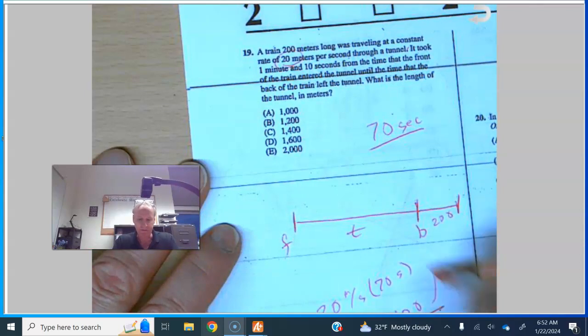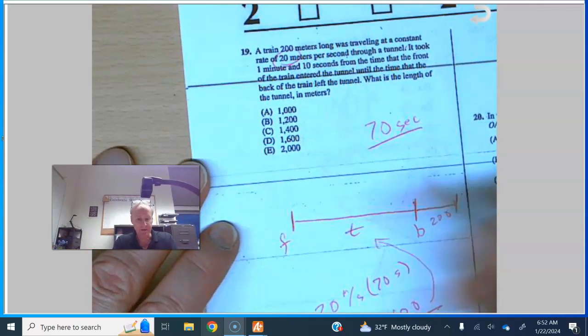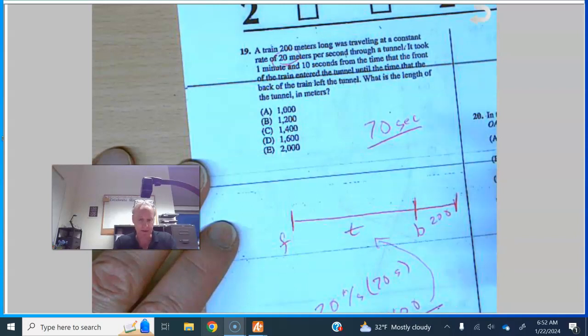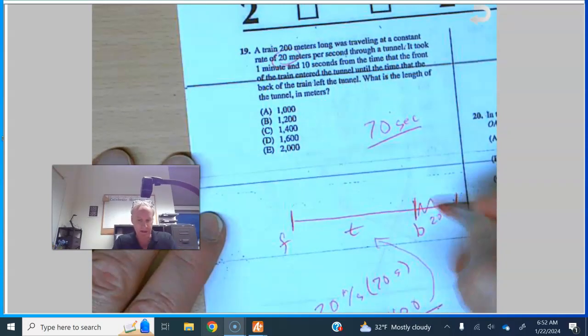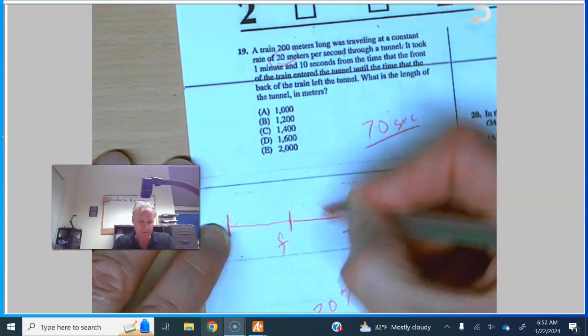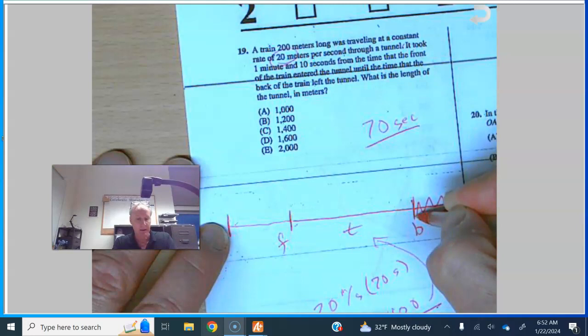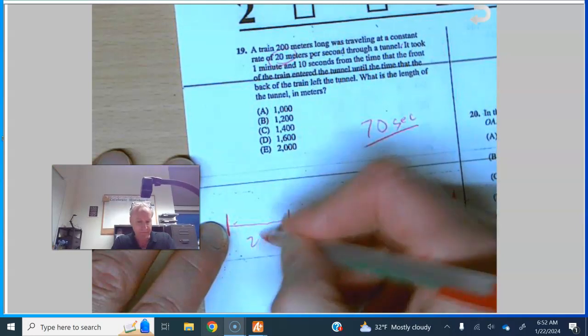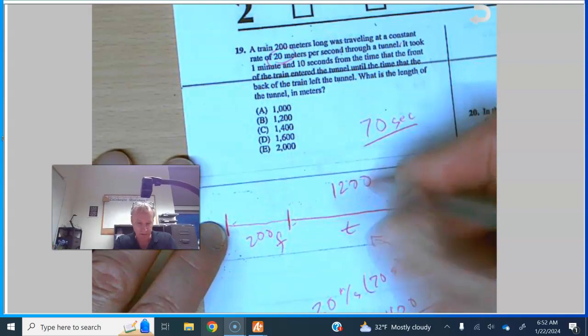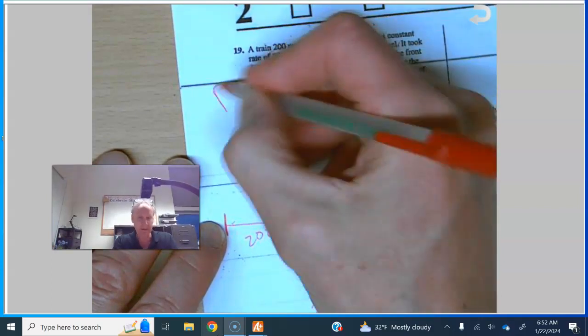The problem is that the train had to go the length of the train on top of the tunnel. Another way to think about it is that the front of the train to the back of the train had to go the length of the train plus the length of the tunnel. So you could subtract the 200 from whichever side. So it traveled actually 1,200. So B is the answer to that one. And I'm pretty sure.